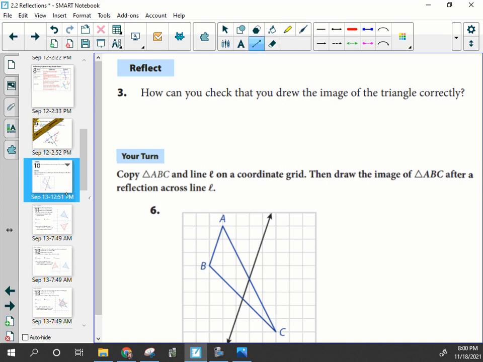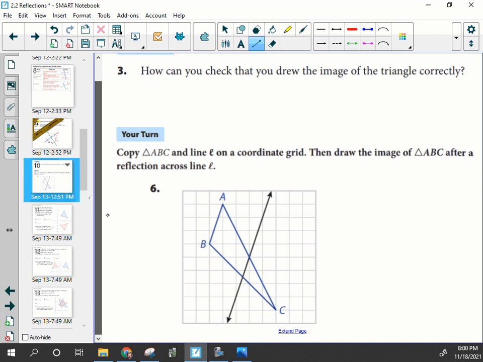Now it says your turn. Copy triangle ABC and line L in according to the grid. Well, it's on your notes. You already have it there. You want to draw triangle ABC after a reflection across line L. Even though there's a coordinate grid here, we're going to do this the exact same way we just did the one before. So you can try it on your own here.